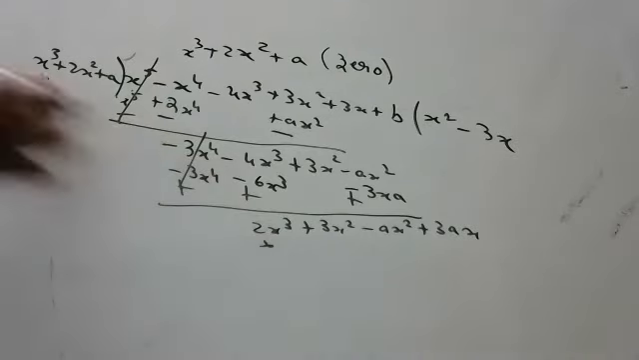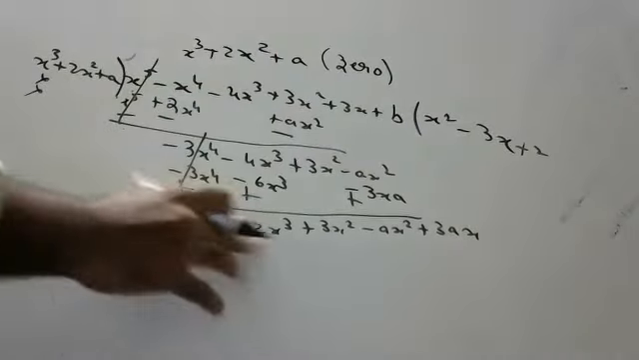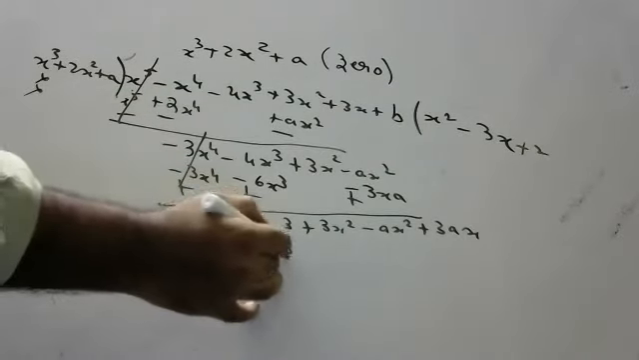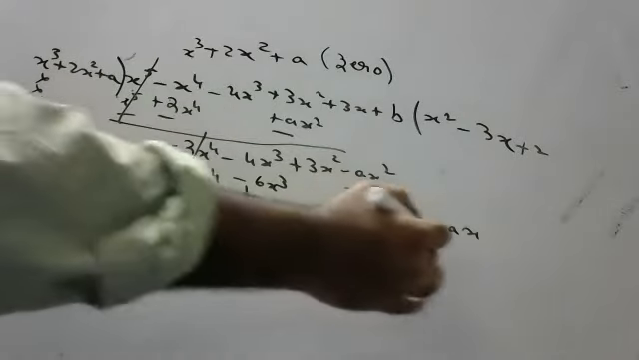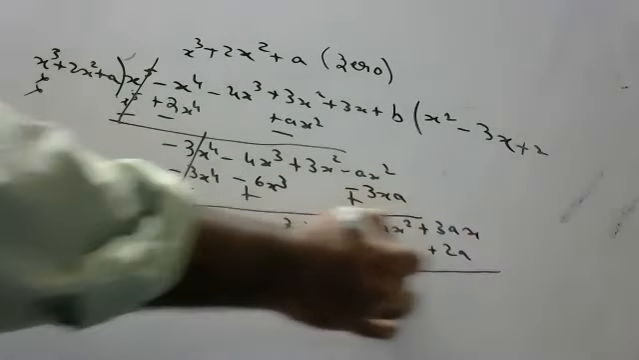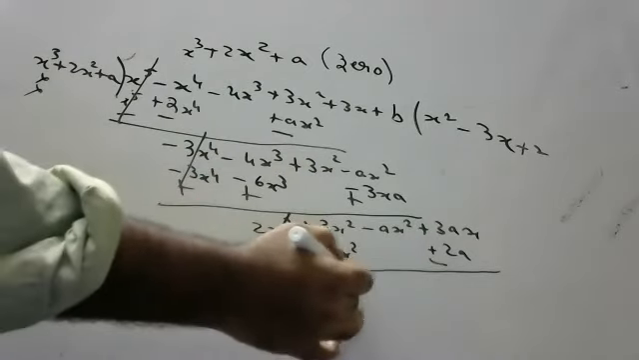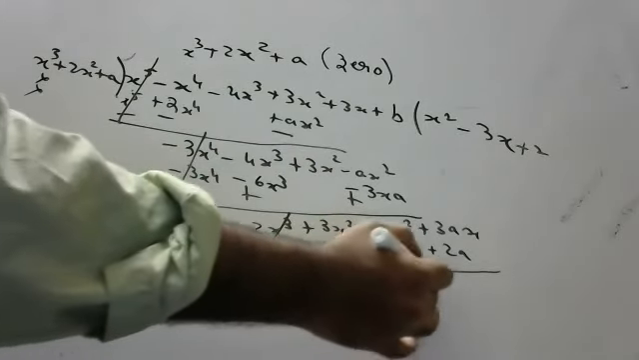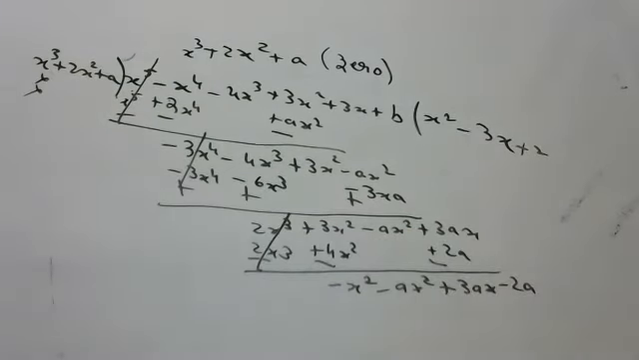Now 2x cube by x cube, how much is it? Plus 2. Okay, so 2 into x cube is 2x cube. 2 into 2x square is 4x square. 2 into a is 2a. Minus, minus, minus. This is gone. Minus x square minus ax square plus 3ax minus 2a, children. See here. Now minus x square by x cube, it won't go, children. It won't go beyond this.